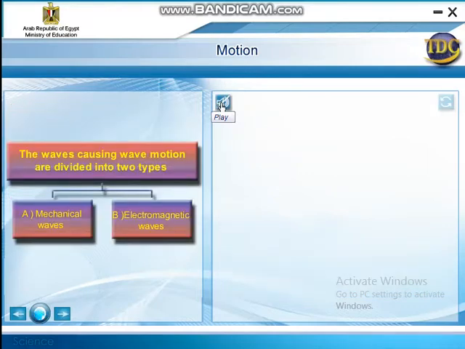The waves causing wave motion are divided into two types. Number A, mechanical waves. Number B, electromagnetic waves.